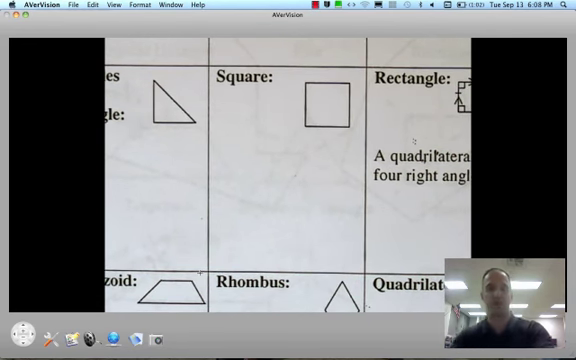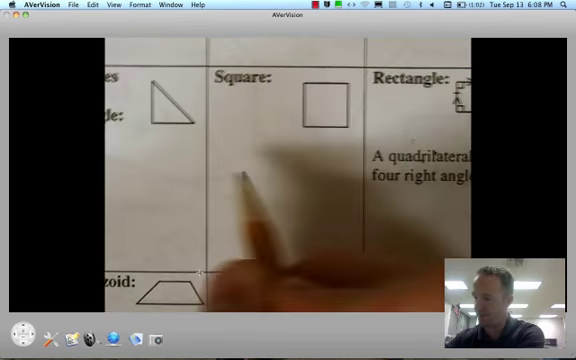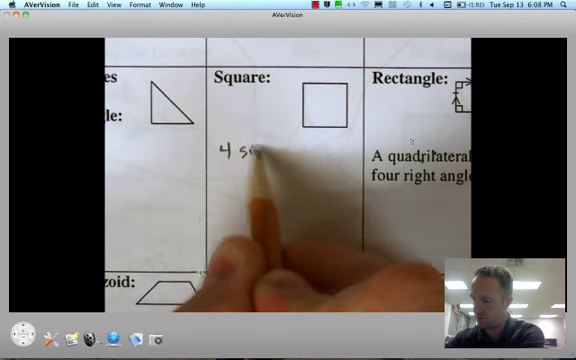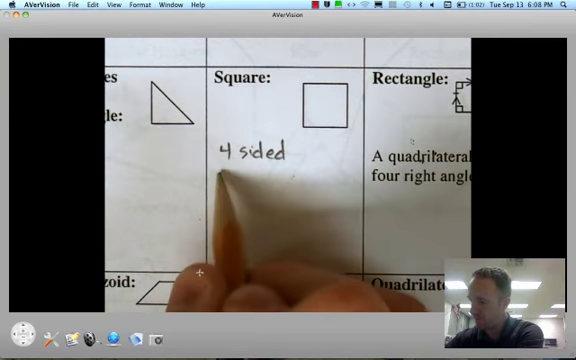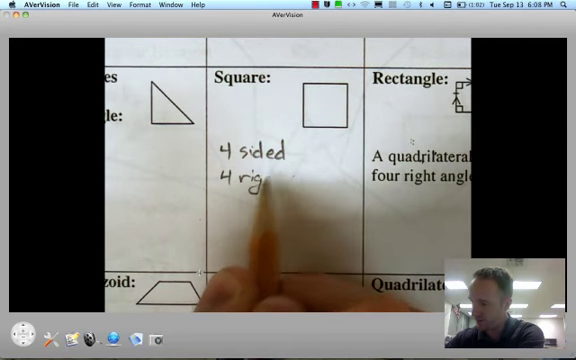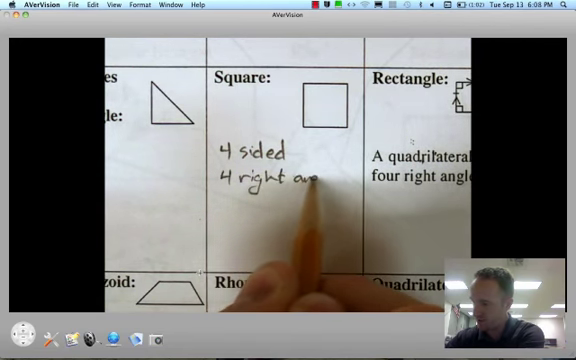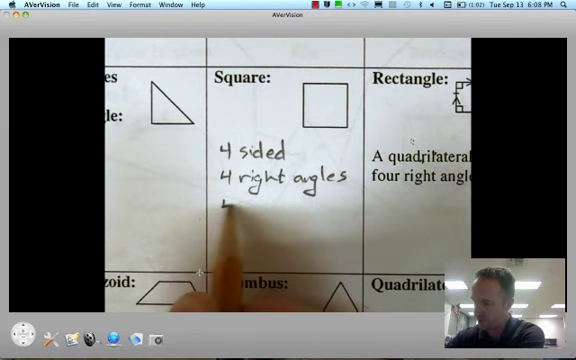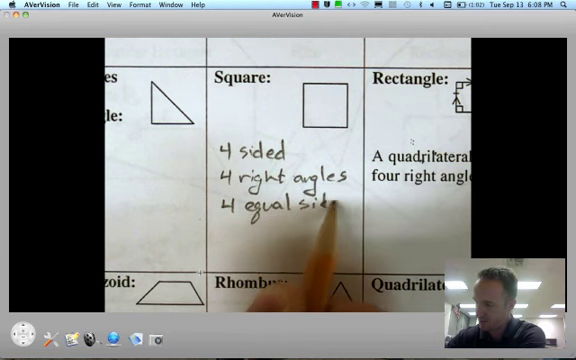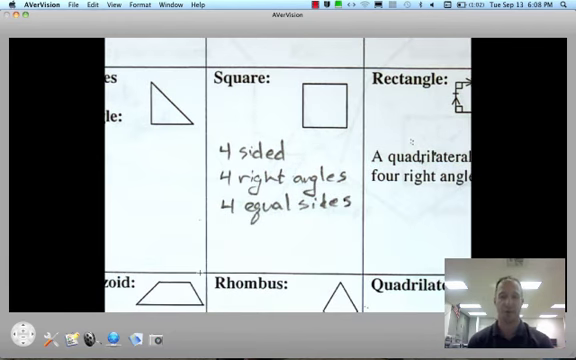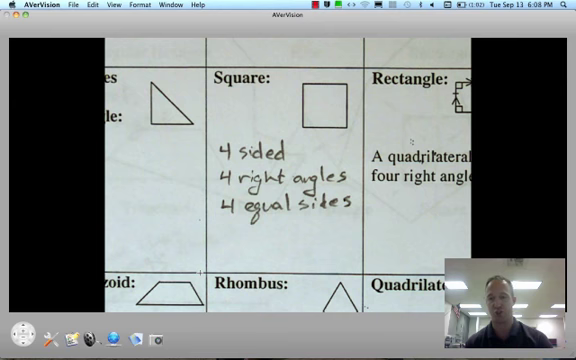So if I asked you to describe a square, what would you say? Well, you might say it is a four-sided figure with four right angles and four equal sides. That's how you would describe it in words. However, in math, we've come up with a shorter way to write this stuff.